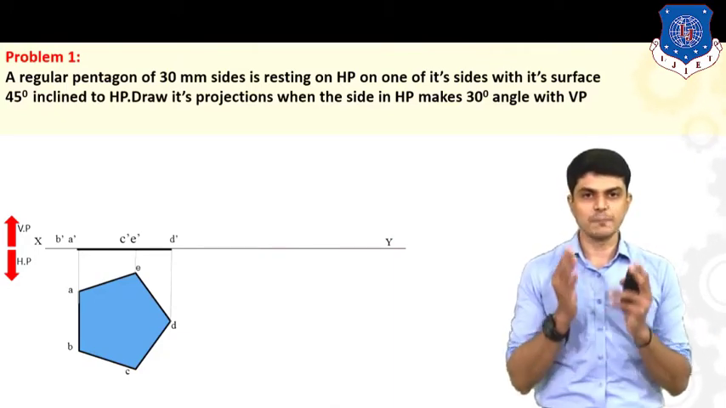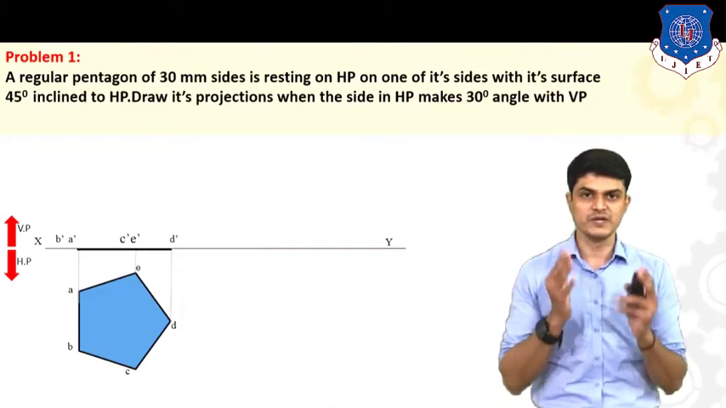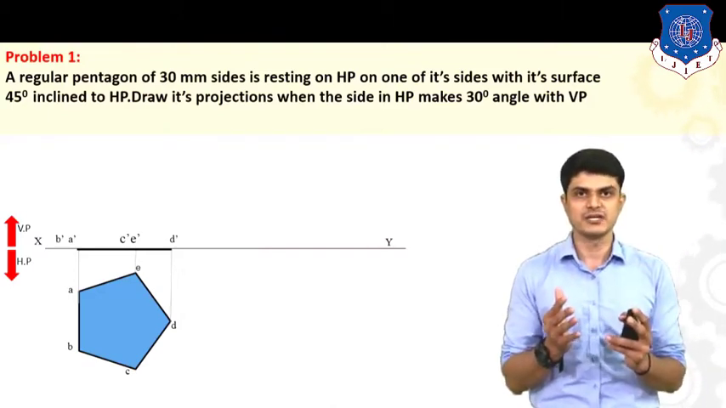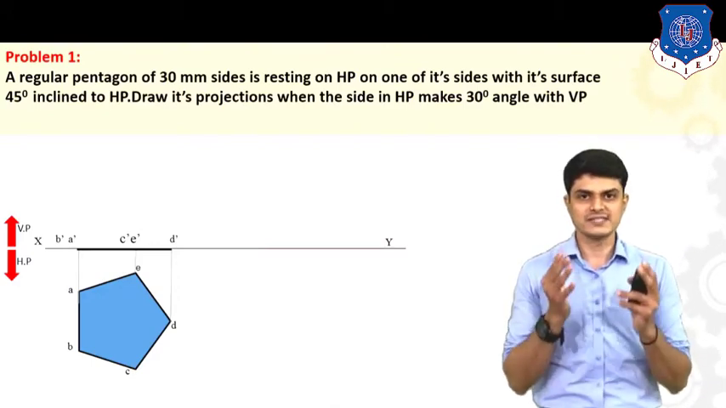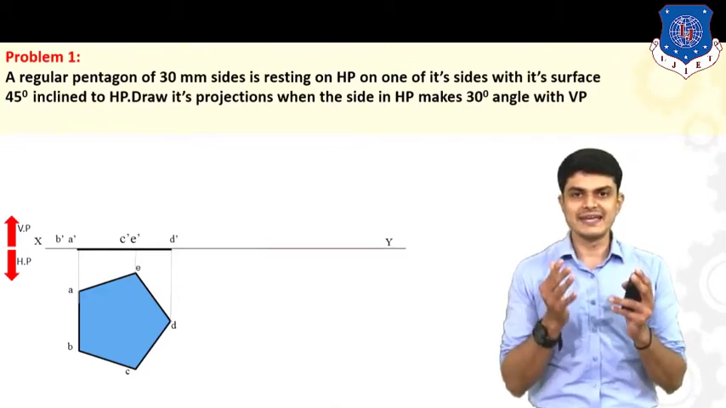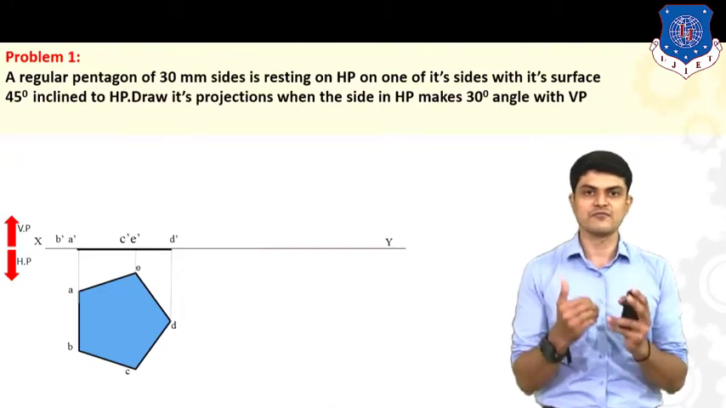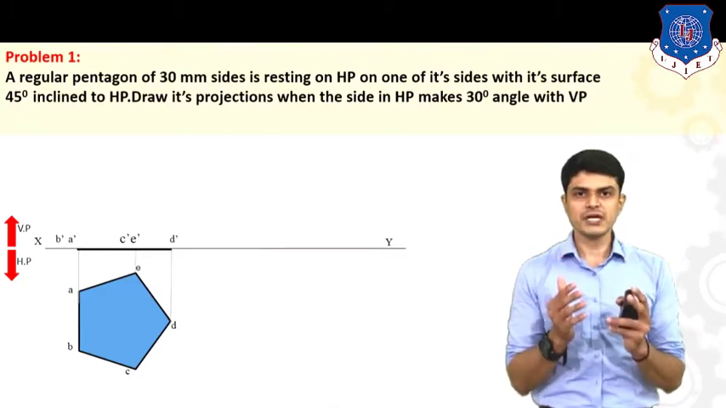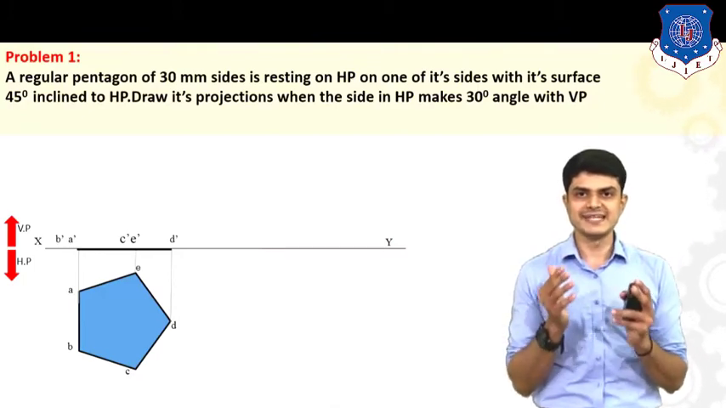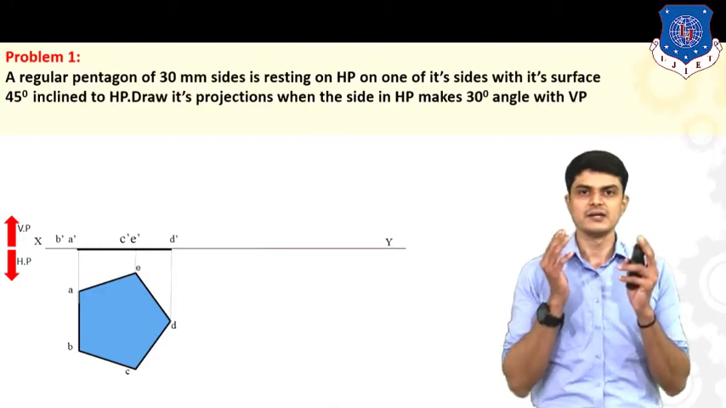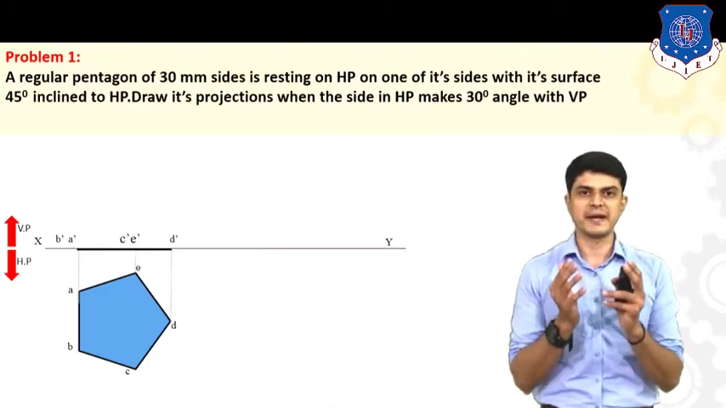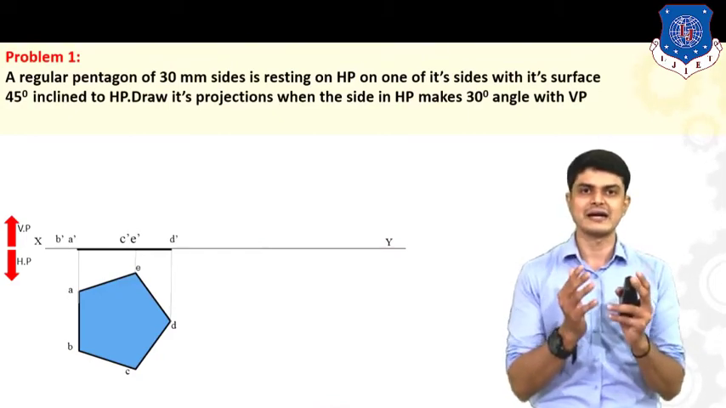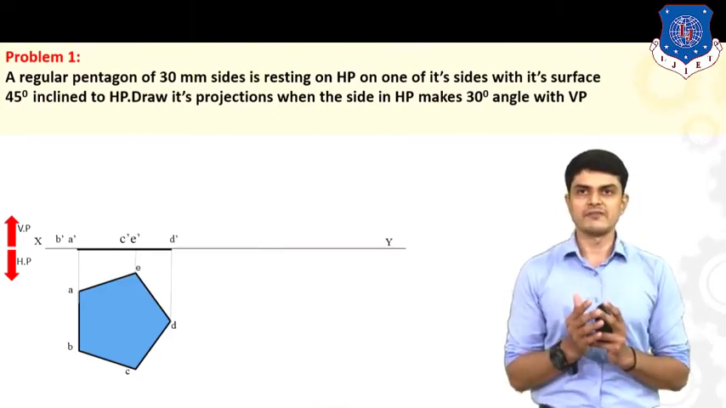Now as you can see, your pentagon is resting on what? HP. So we should take the angle with respect to HP first. What is the angle with respect to HP here? One of its sides with its surface 45 degree inclined to HP. So here we need to incline its surface at 45 degrees. The line in front view, which is A dash, B dash, C dash, D dash and E dash, is nothing but describing the whole surface of the pentagon as a simple straight line. So we need to incline this line at 45 degree to HP.